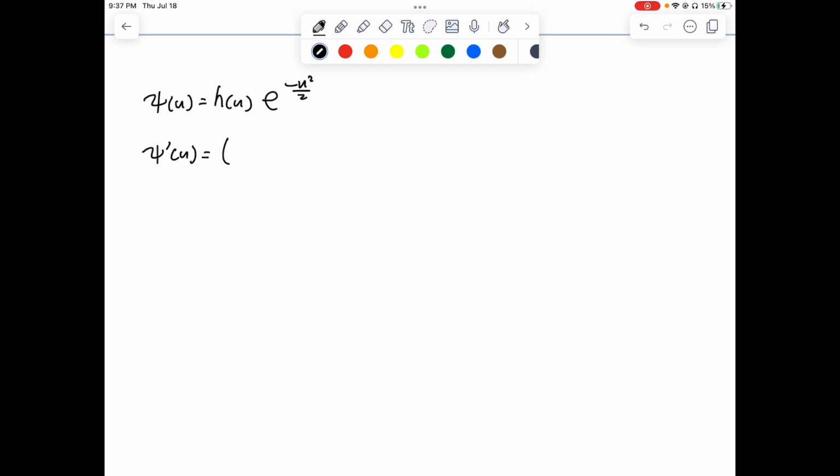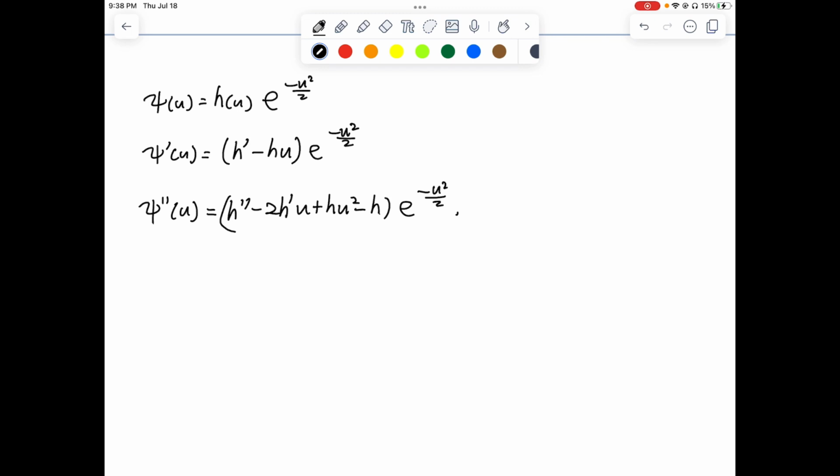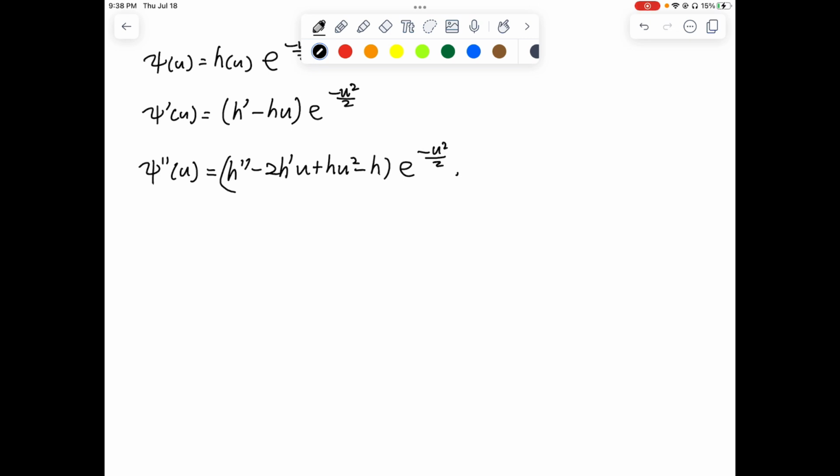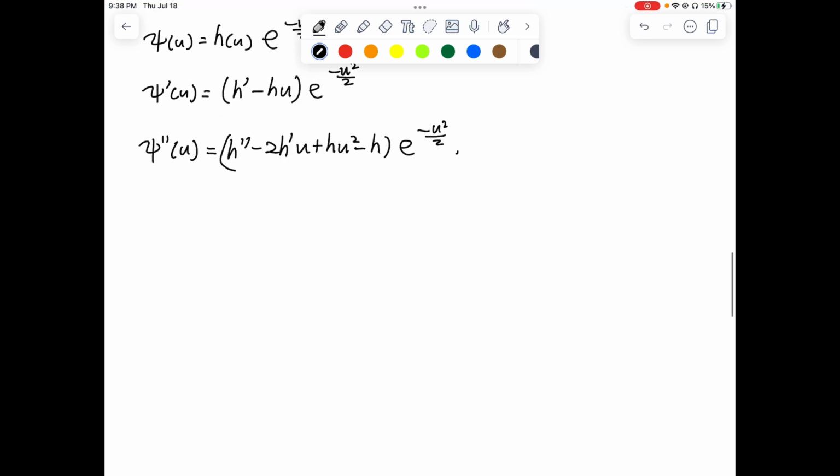It's going to be the first derivative of h with respect to u, minus h times u, times e to the negative u squared over 2. And when we take the second derivative, it's going to be equal to this. Now we've finished taking the first and second derivative. I won't go too much into the detail of taking the derivative, but you can go into it by yourself. So we want to plug this back into the Schrodinger's equation.